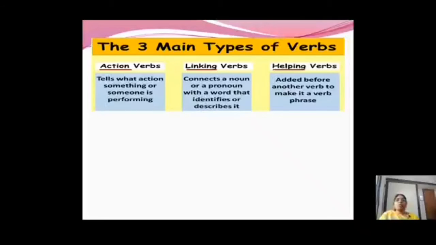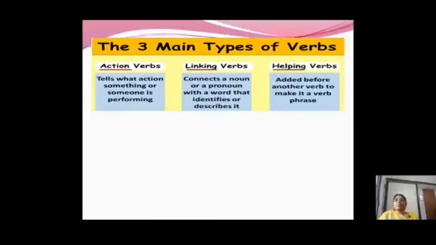Helping verbs, you all know helping verbs. Shall, will, all modal verbs can be considered as helping verbs. Shall, will, could, would, must, might, can, may, have, had, has, do, did. All these come under helping verbs, right? Shall we move in detail?